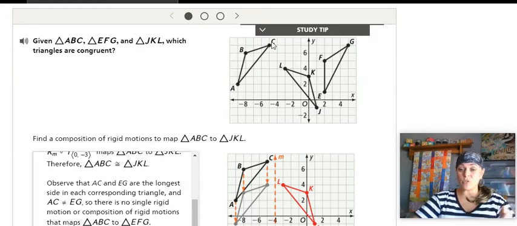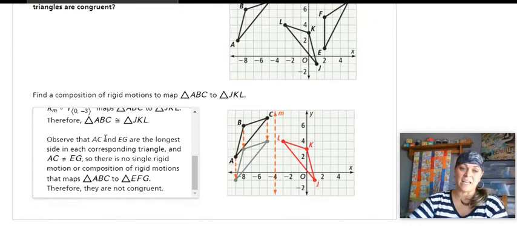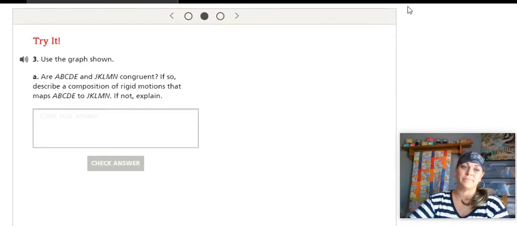So even though visually when I looked at this, they totally look the same, you have to be careful of the size. So you might need to count. So it's basically saying they're not congruent because they're different sizes, therefore they would not line up with each other.